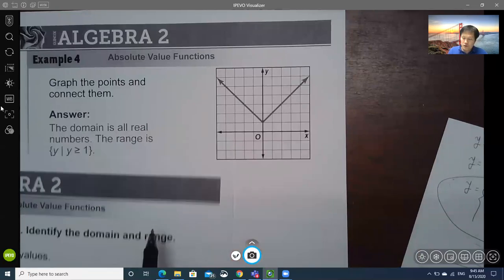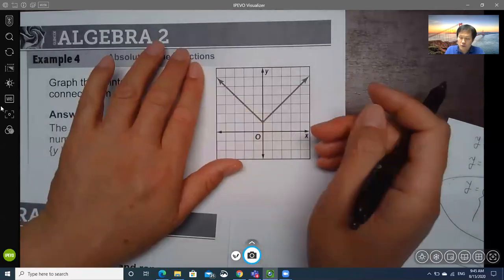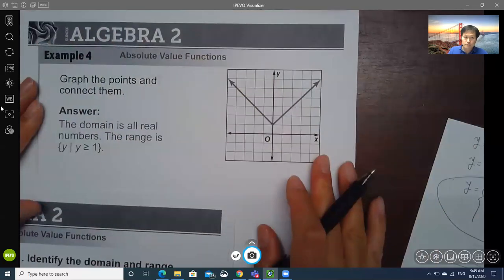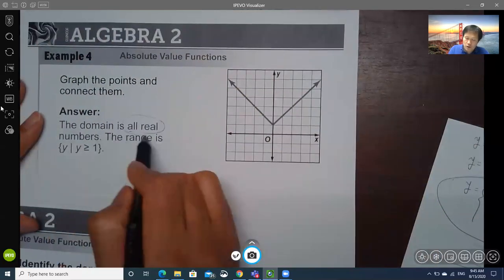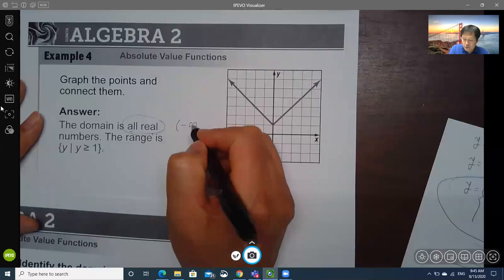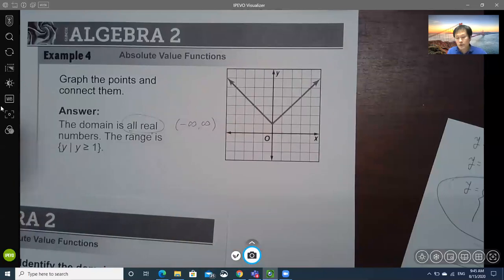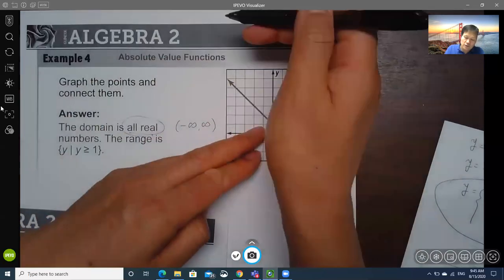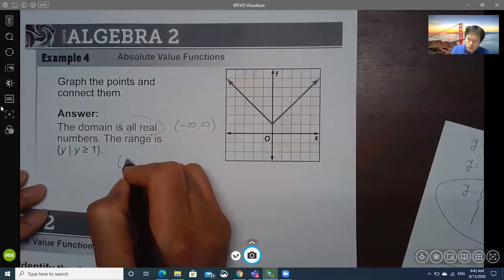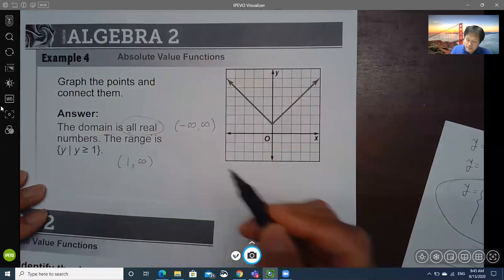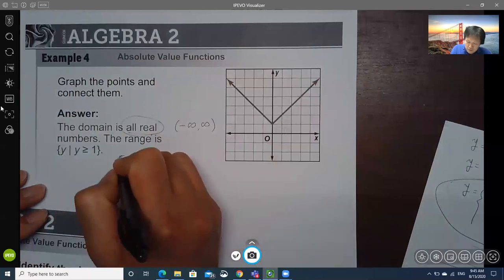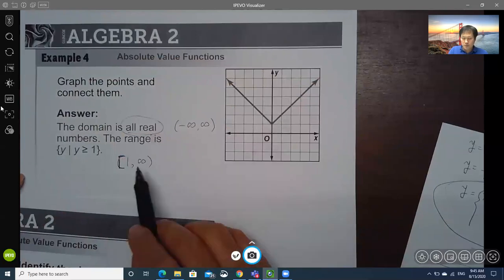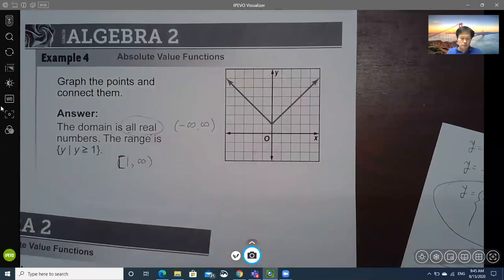Identify domain and range. Domain, as you can see, goes forever to the left, goes forever to the right, covers everywhere. So domain should be all real numbers, which means minus infinity to infinity. Range means as low as you can go is 1, up to infinity. So range can be 1 comma infinity. This has to be a bracket, because this is solid. 1 to infinity, or y is greater than or equal to 1.